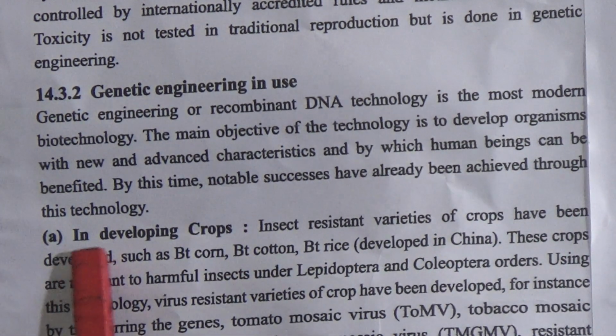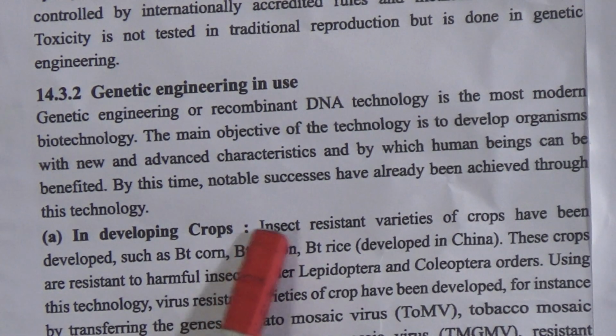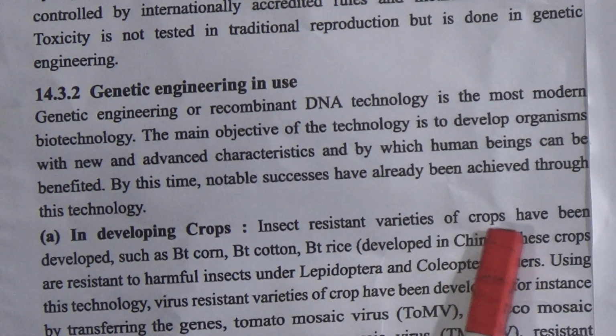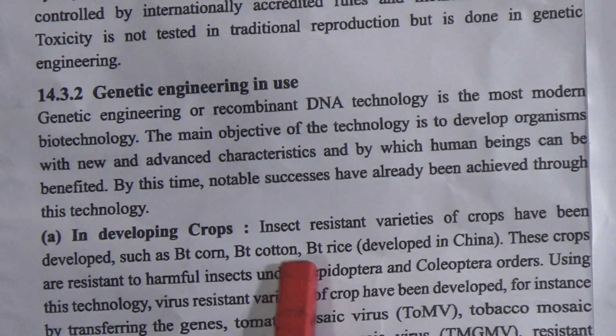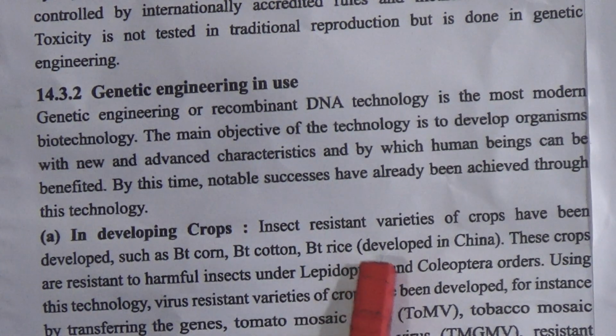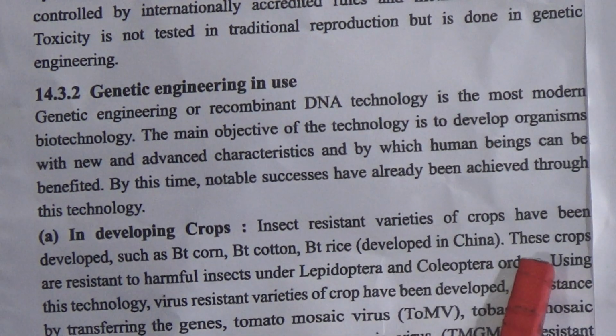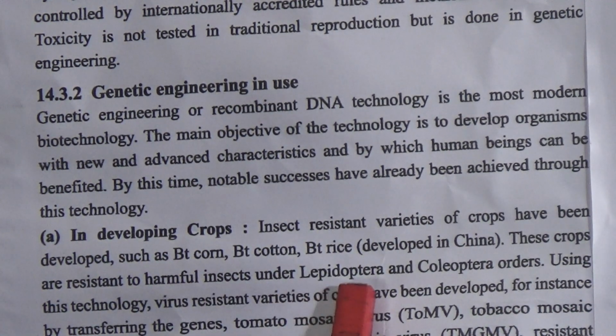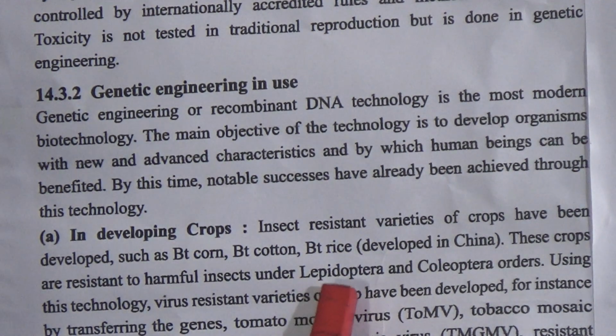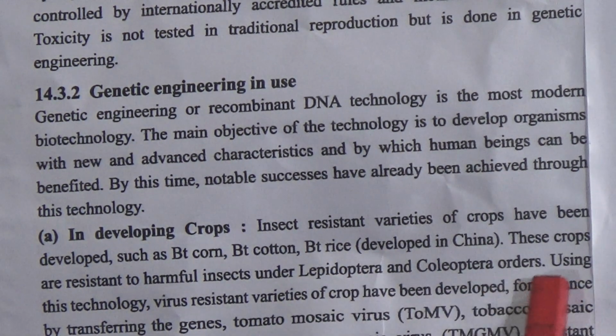Now come to the first use, in developing crops. Insect resistant varieties of crops have been developed, such as Bt corn, Bt cotton, and Bt rice, which was developed in China. These crops are resistant to harmful insects under the Lepidoptera and Coleoptera orders.